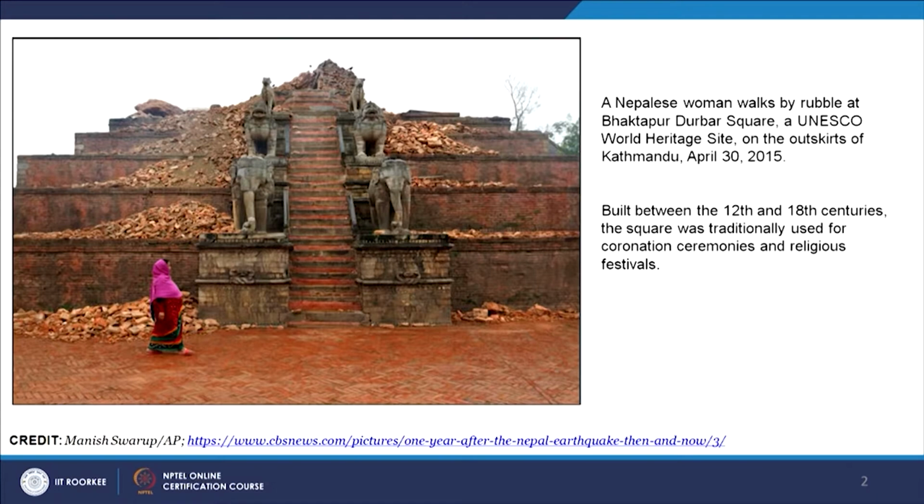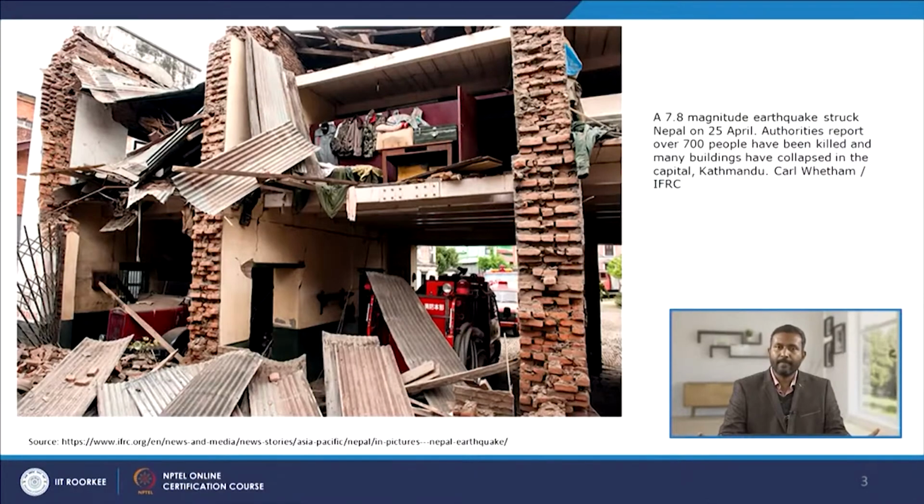This place is known as Bhaktapur, which is listed under the UNESCO World Heritage Site in Kathmandu. It goes back to the 12th and 18th centuries, where this particular square was traditionally used for coronation ceremonies and religious festivals. Many of the residential buildings got damaged. So there was obviously a need for reconstruction, not only from the shelter point of view, but also to rebuild the lost heritage.